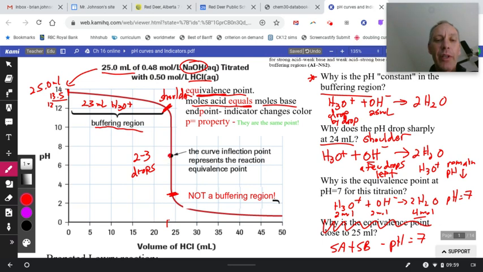The equivalence point physically is also the same spot as the endpoint. So it has two names, and the endpoint is where we see a property change, usually color because of an indicator. So the P in endpoint stands for property change. And as it says here, they are the same point. Two names for the same spot.